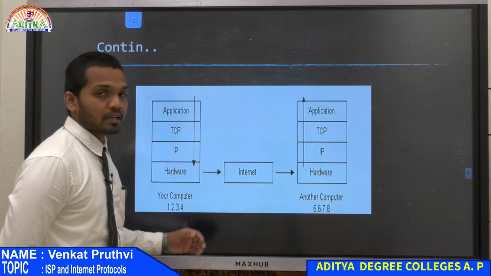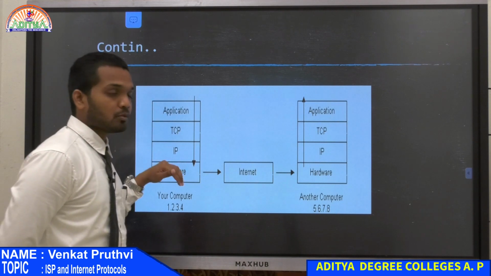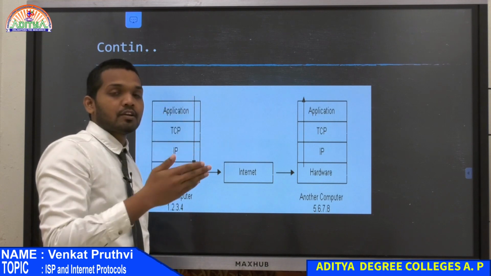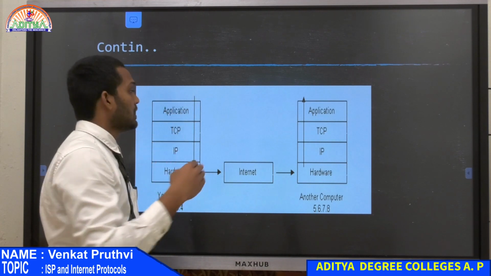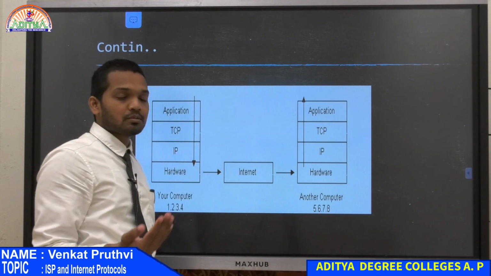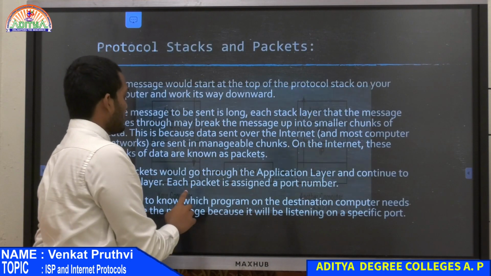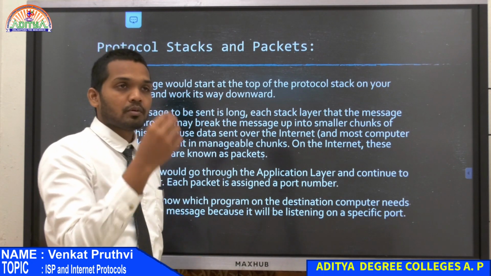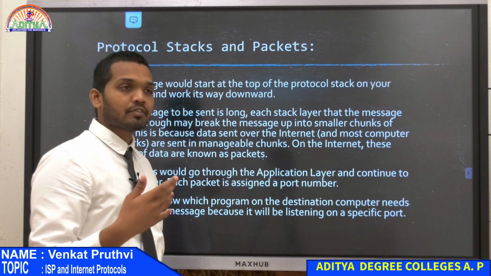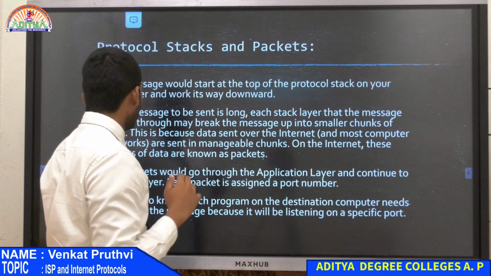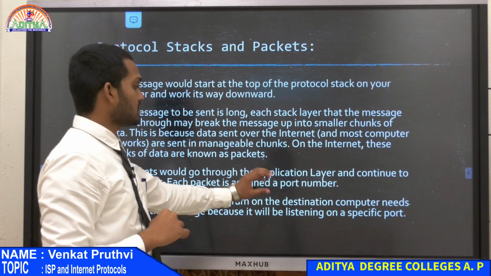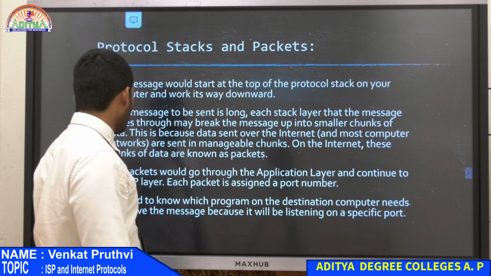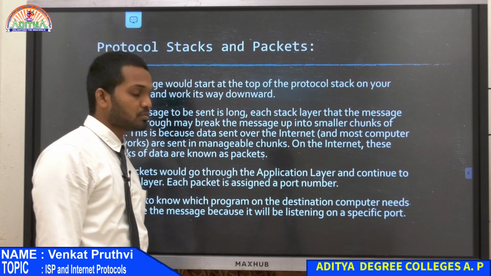So when the packets start moving downwards in this protocol stack, they'll first get divided into small chunks of data, that is packets, and once it reaches the TCP layer, at that point they are assigned a port number. What do you mean by port number? There are different ports in your computer which are connected to the internet. Each packet is assigned a port number, and then we need to know which program on the destination computer needs to receive the message, because it will be listening on a specific port.